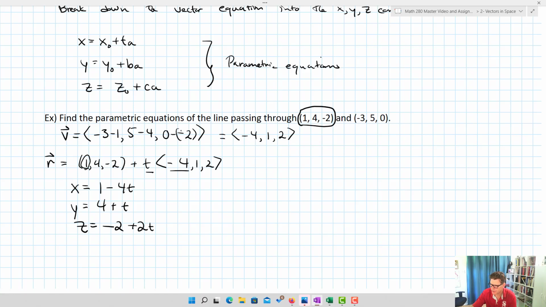Should I choose to use (-3, 5, 0), I just get different equations, but it actually turns out to be the same exact line. The only thing that's changed is what parameter I would use to get to different points on the line.